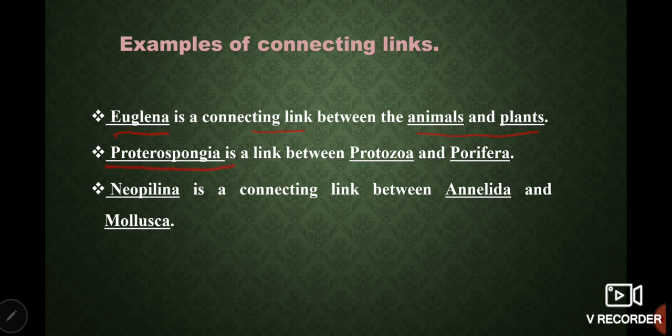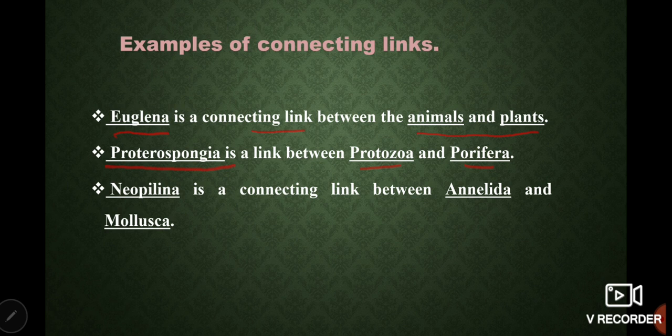Protospongia is a connecting link between protozoa and Porifera. Let me tell you about this Protospongia. It has collar cells like choanocytes of sponges present in it. Okay, it means it has characters of both protozoa and Porifera.